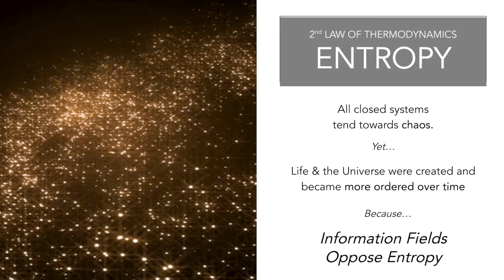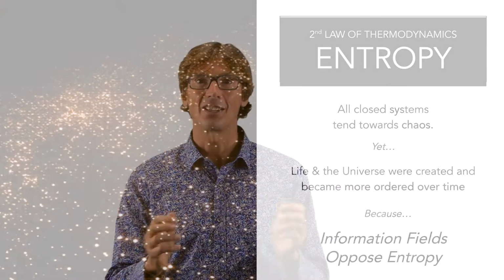So let's just take a look at the second law of thermodynamics, which is all about entropy. The second law of thermodynamics basically says that all closed systems tend towards chaos. It's a very fancy way of saying basically anything that has heat or energy just dissipates itself right across the universe, both through space and time.